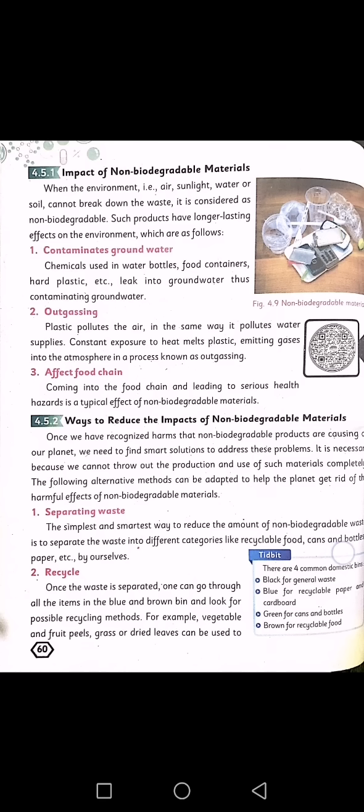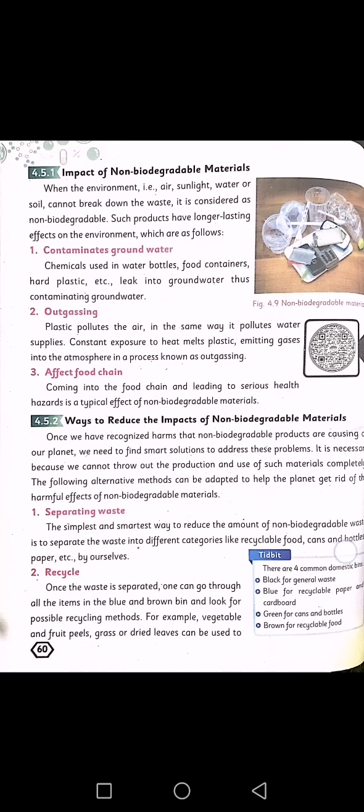Outgassing. Plastic pollutes the air in the same way it pollutes water supplies. Constant exposure to heat melts plastic, emitting gases into the atmosphere in a process known as outgassing. Affects the food chain. Coming into the food chain and leading to serious health hazards is a typical effect of non-biodegradable materials.